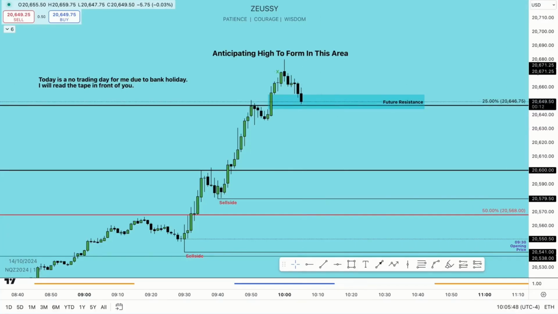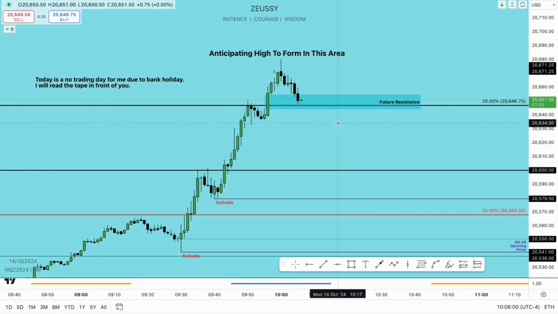I'm also monitoring ES, and what we can see is that ES is also trading into its 1 minute imbalance now, and we need to see both markets displace below it. If that occurs, we can anticipate lower prices to take place.